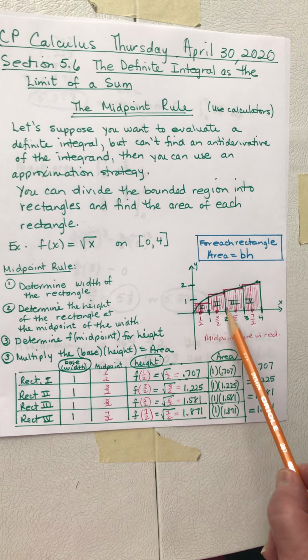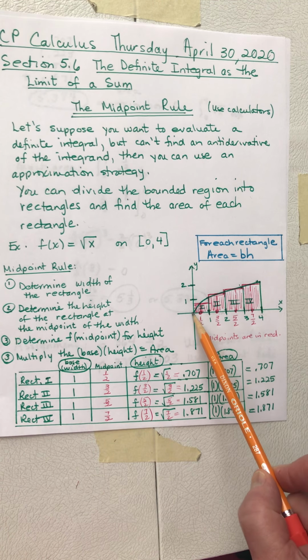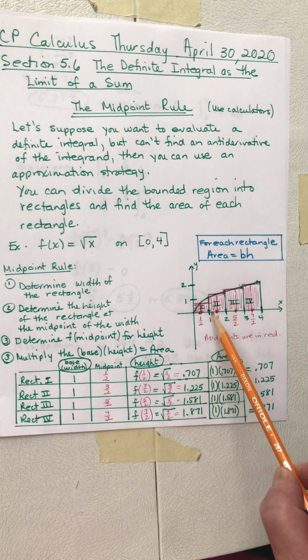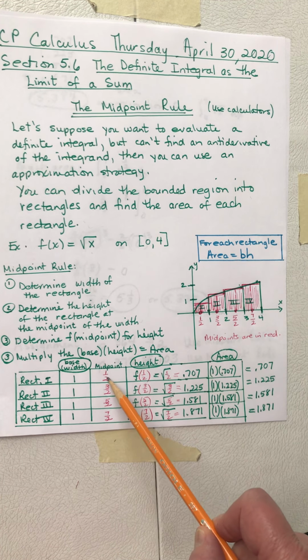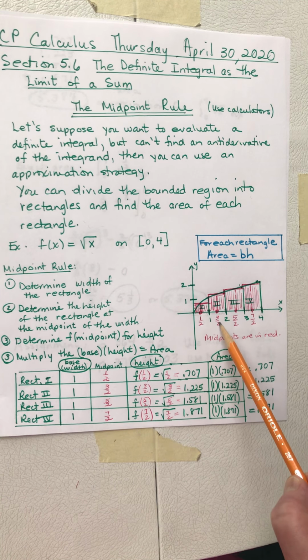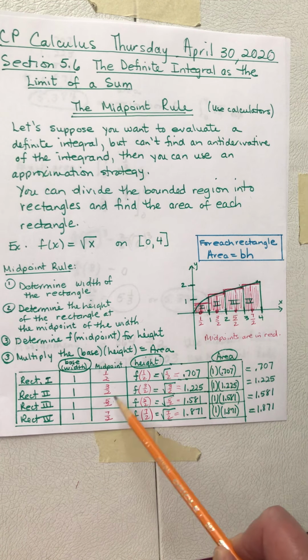So for each one of these rectangles, we have to find the midpoint of the base. So what is halfway between 0 and 1? One way to do it is just add 0 plus 1 and divide by 2. It's 1/2. So my midpoint is 1/2 for rectangle 1. What's halfway between 1 and 2? That would be 1.5, or just add 1 plus 2 is 3 and divide it by 2. You're averaging those endpoints. So 3/2 is the midpoint there. Between 2 and 3, the midpoint is 2.5. I put that here in my chart.